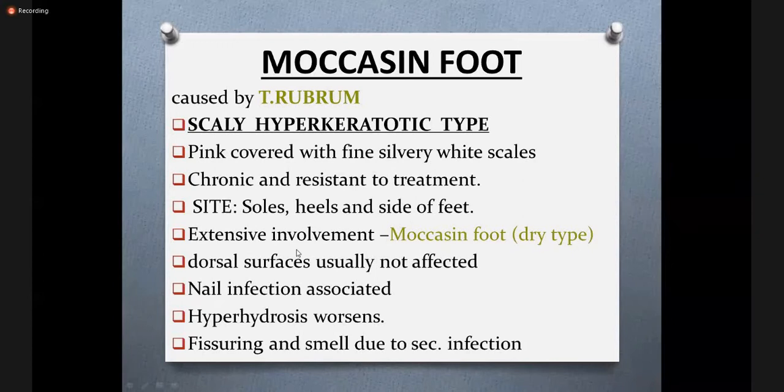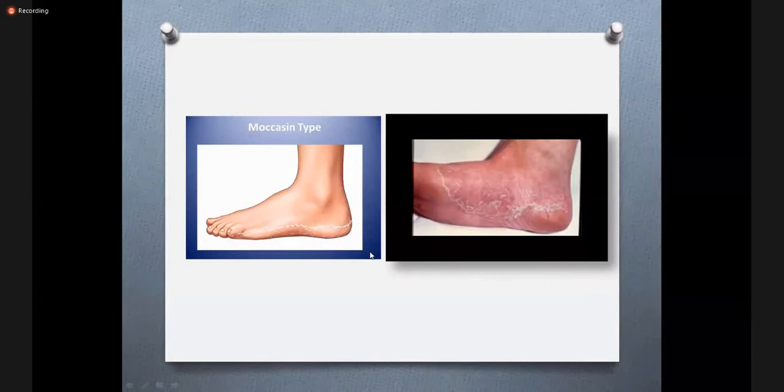The dorsal surface is usually not affected. Nail infection may be associated, and sometimes it is worsened by hyperhidrosis. Hyperhidrosis is excessive sweating of the palms and soles. If there is hyperhidrosis, there may be fissuring and smell due to secondary bacterial infection. Okay, this is the moccasin type: dry, scaly patches over the soles. So tinea pedis can involve the areas in between the digits, and the soles, with hyperkeratosis.